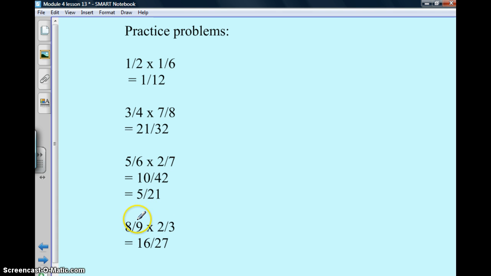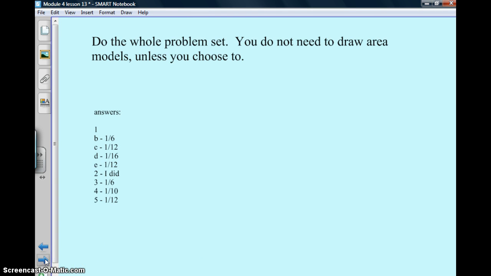The last one is 8/9 times 2/3. 8 times 2 is 16. 9 times 3 is 27, so my answer is 16/27. So what you're doing is multiplying the two numerators and then multiplying the two denominators for your new fractional answer. Okay? So you're going to do the whole problem set. You do not need to draw area models unless you choose to.